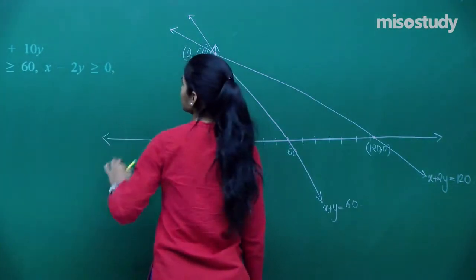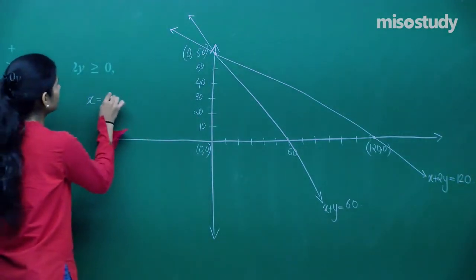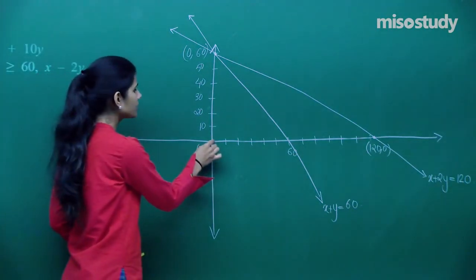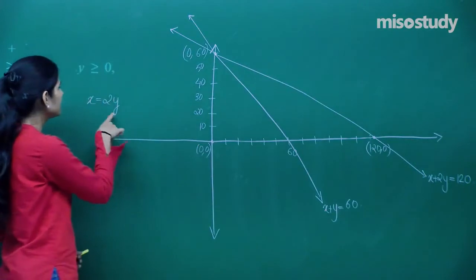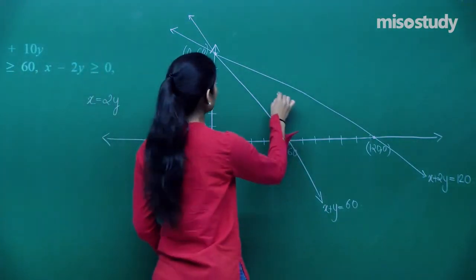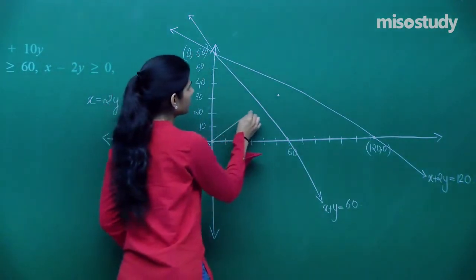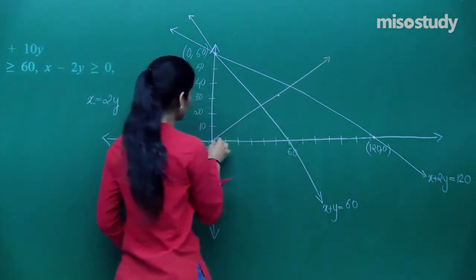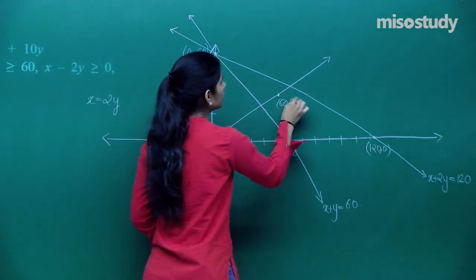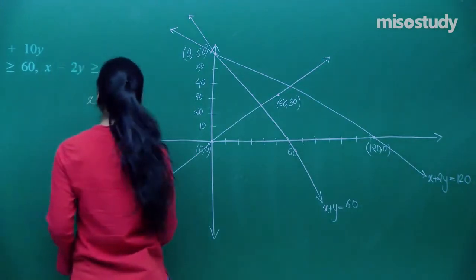Thirdly, I have x minus 2y greater than or equal to 0. This means x is equal to 2y. If I talk about this as an equation, x equals 0, y equals 0 is going to satisfy, so the line is going to pass through the origin. When you put y equals 30, x is 60. So 60 comma 30, somewhere here, is going to satisfy the equation of this line, and so the line is going to pass through this. This is my line x minus 2y equal to 0.